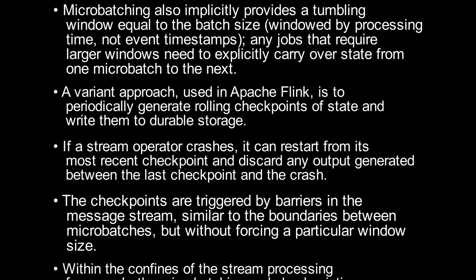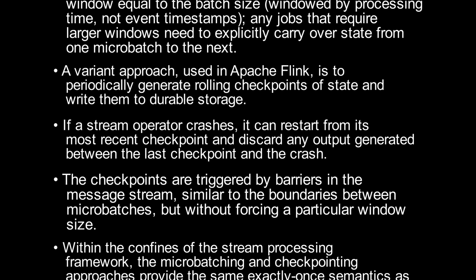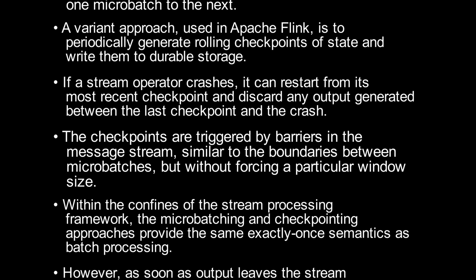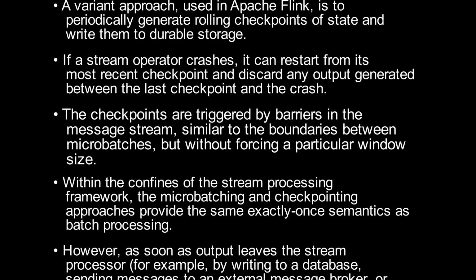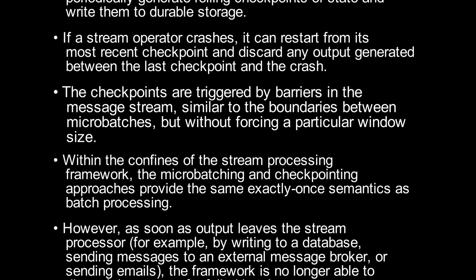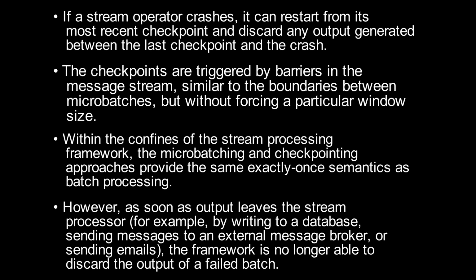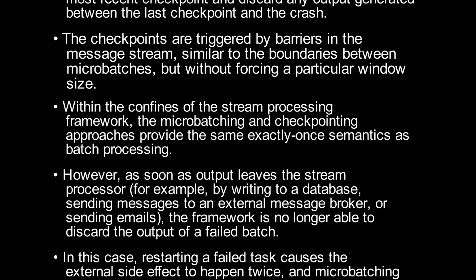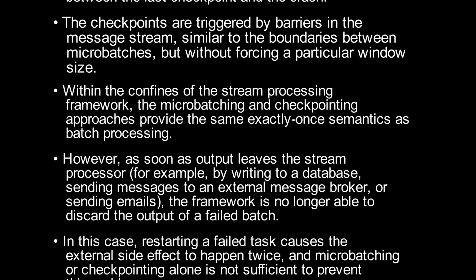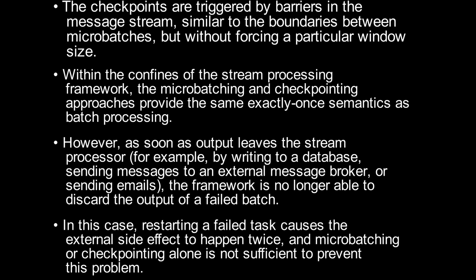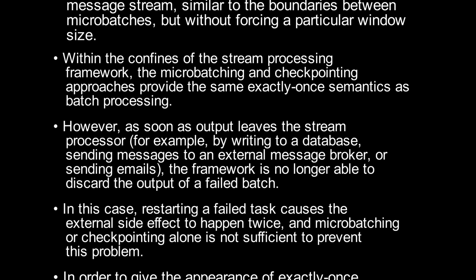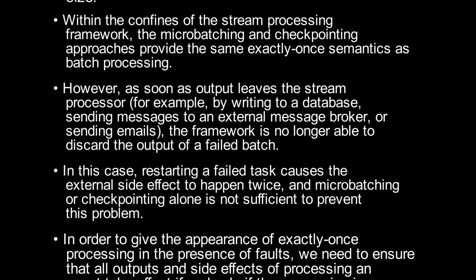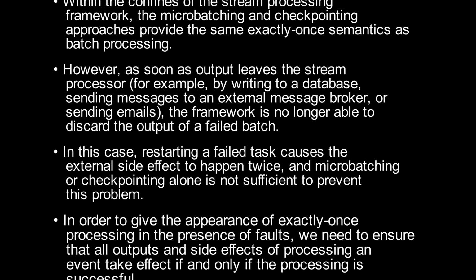The checkpoints are triggered by barriers in the message stream, similar to the boundaries between microbatches, but without forcing a particular window size. Within the confines of the stream processing framework, the microbatching and checkpointing approaches provide the same exactly-once semantics as batch processing. However, as soon as output leaves the stream processor, for example, by writing to a database, sending messages to an external message broker, or sending emails, the framework is no longer able to discard the output of a failed batch. In this case, restarting a failed task causes the external side effect to happen twice, and microbatching or checkpointing alone is not sufficient to prevent this problem.